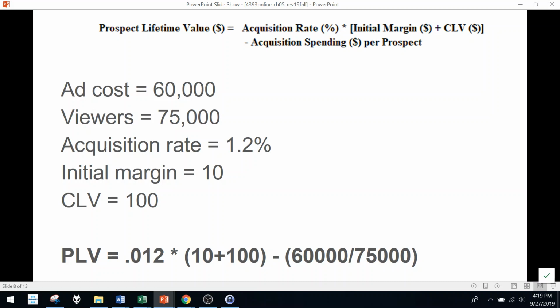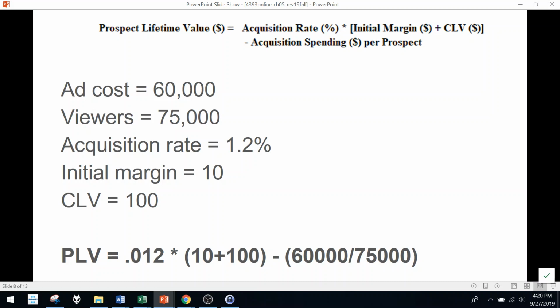And this is all you do. You take the acquisition rate, you multiply it by the sum of the initial margin and the customer lifetime value, and from that you subtract out the cost per marketing spending, acquisition spending per prospect. You're taking the ad cost divided by the total number of viewers. And so that gives you, it's not showing up there, but it gives you a prospect lifetime value of 52 cents. So the average value of any prospect is 52 cents.